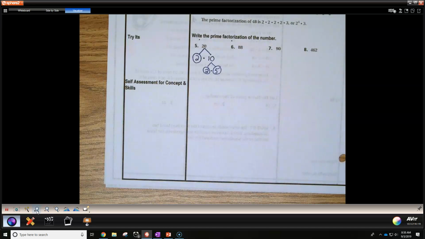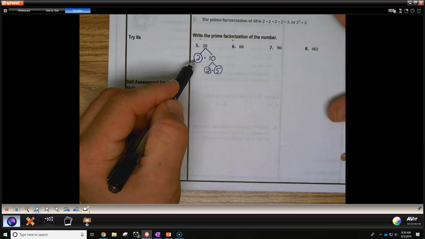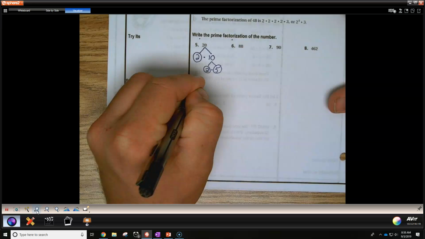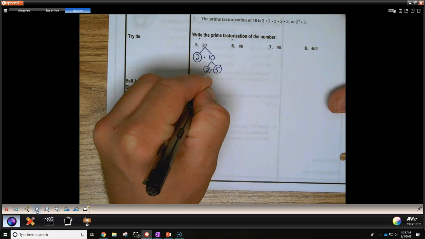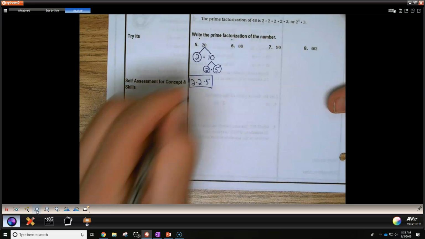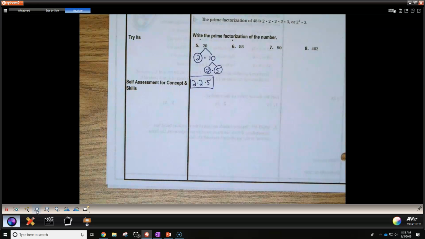Do I have anything to break down? No, I'm out of composite numbers. So my answer is 2 times 2 times 5. That is what you will write on your homework.